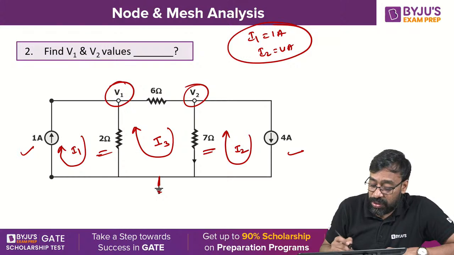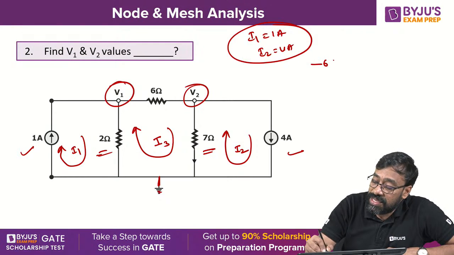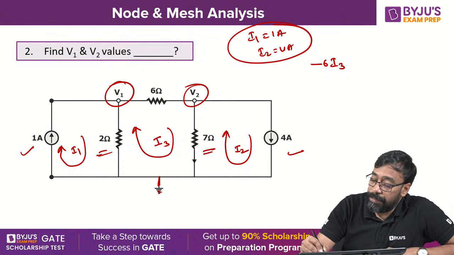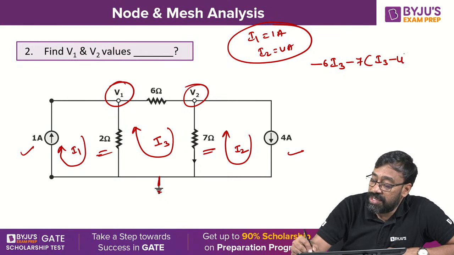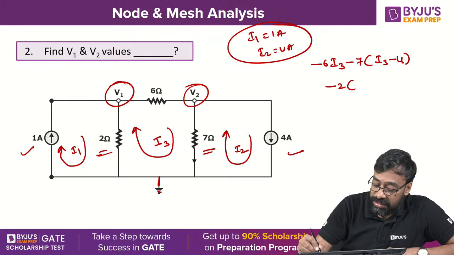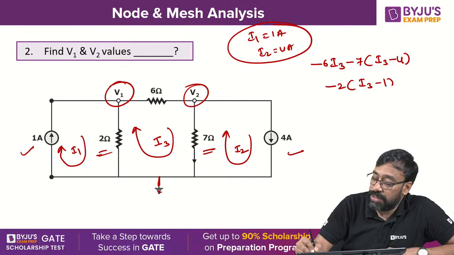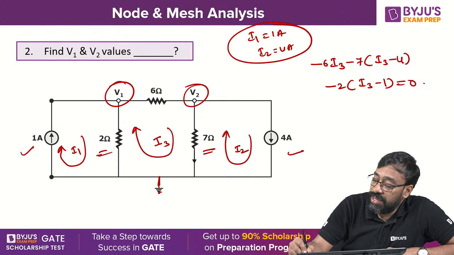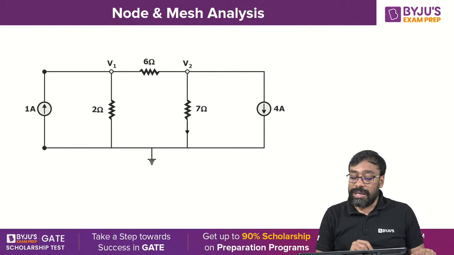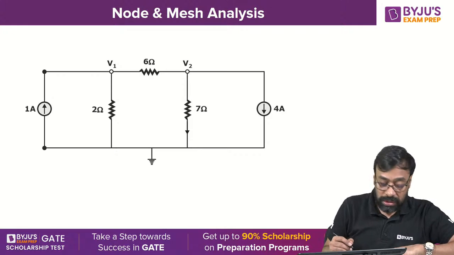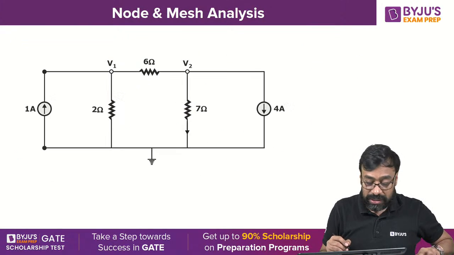Only one equation is required to solve this now: minus 6 I3 minus 7 times (I3 minus 4) minus 2 times (I3 minus 1) equal to 0. Please solve this equation, and I'm sure you will get I3 equal to 2 amperes. You got that, all of you?